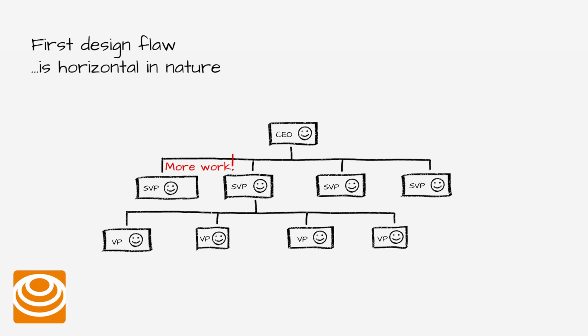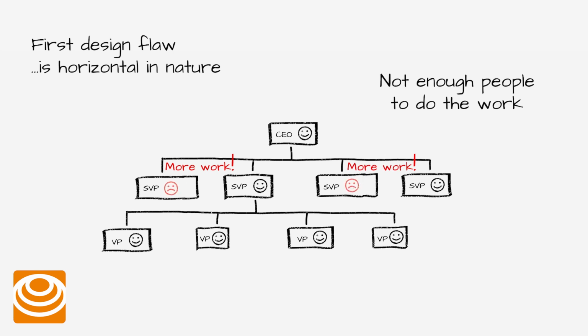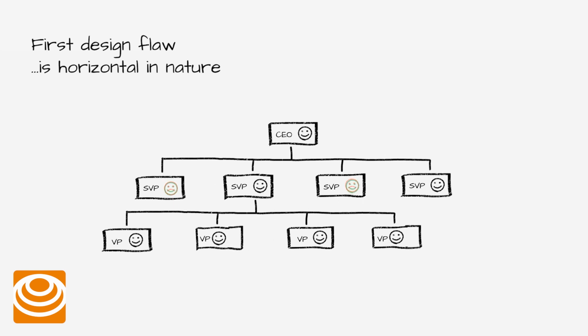We'll look at 3 typical design flaws that result in work overload. The first one is horizontal in nature in the sense that at a given layer in the organization, there is not enough people to do the work. If we're lucky, enough work can simply be moved up or down in the organization and at the same time result in higher job satisfaction and better performance.